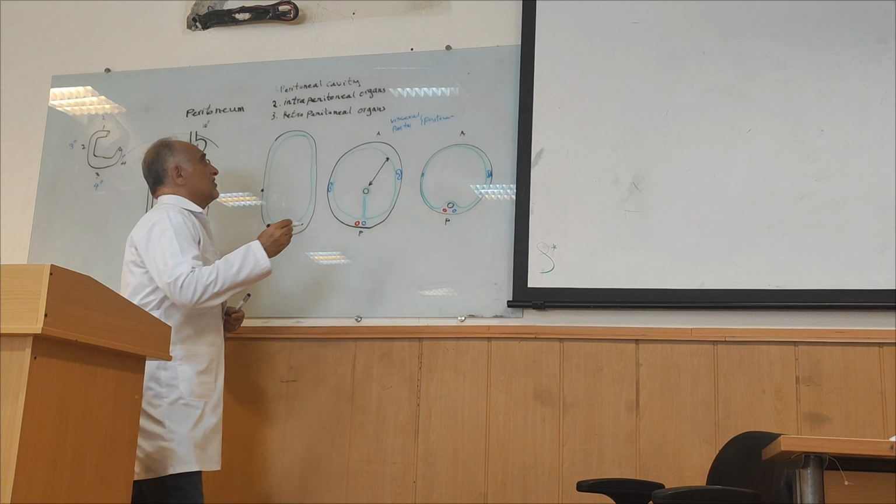Here we have the kidney. This is the kidney, left and right kidney. This one is the aorta, and that one is the IVC. Now, I want to show you the direction of the peritoneum.